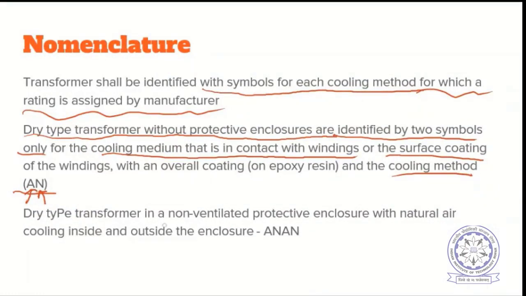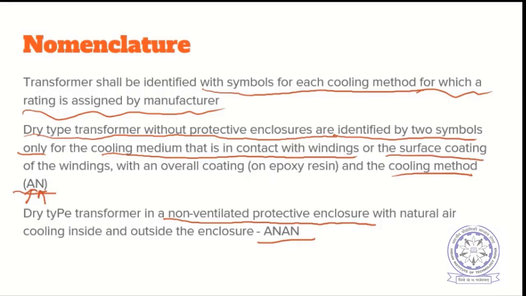A dry type transformer in a non-ventilated protective enclosure means there is a tank. The dry type transformer in a tank with natural air cooling inside and outside the enclosure is called AN. Inside the tank, air natural. Outside the tank also, air natural. So this is how the dry type transformers are named.